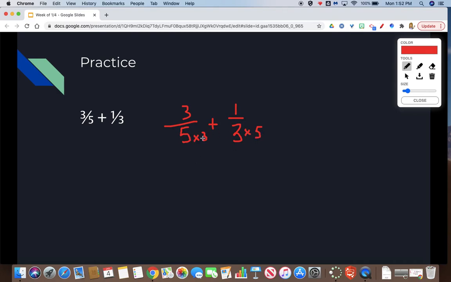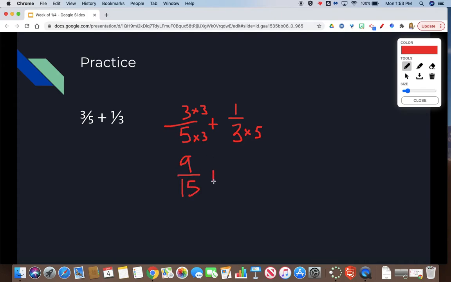Whatever we're multiplying the denominators by, we also want to multiply the numerators by the same thing. For example, in order to get 5 up to a 15, I need to multiply it by 3. So that means I also need to multiply the numerator by 3 to make sure this fraction stays equivalent, or the same value. This fraction now becomes 9/15.